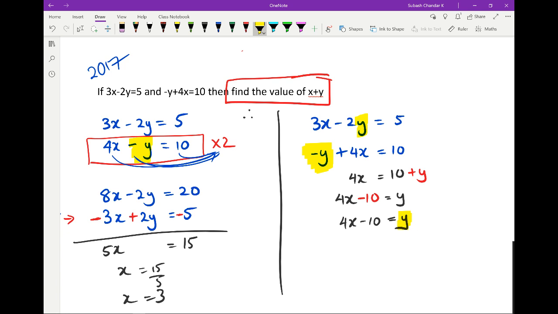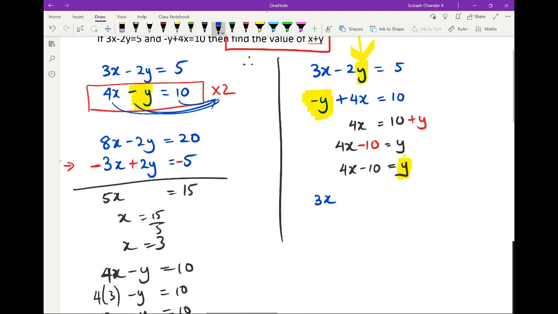So that means this yellow part, the y, I can actually replace it here. Remember my first equation was 3x minus 2y equals 5. But I've rearranged so that I'm going to substitute the y now. I've already shown that y is equal to 4x minus 10. So then I can say 3x minus 2 times (4x minus 10) equals 5. All I've done is substitute y as 4x minus 10.